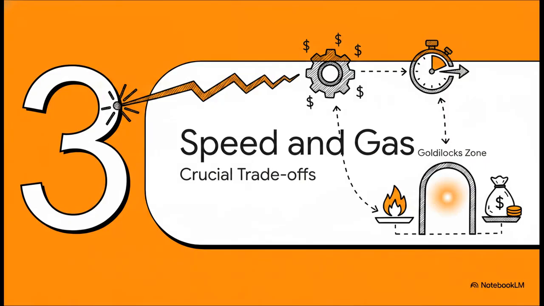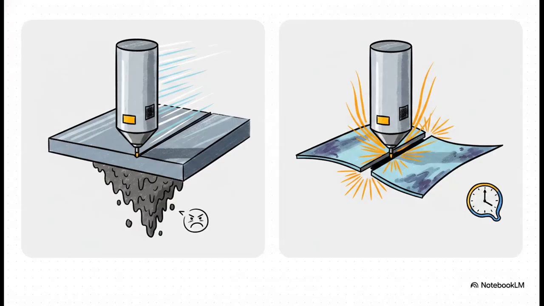Okay, Section 3. This is absolutely crucial. Speed and gas trade-offs. In the B2B world, we automatically equate speed with lower costs, right? Faster is cheaper. But in laser cutting, there is a very strict Goldilocks zone. Let's look at what happens when feed rates go wrong.